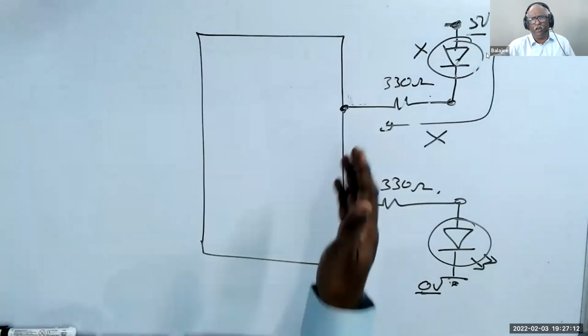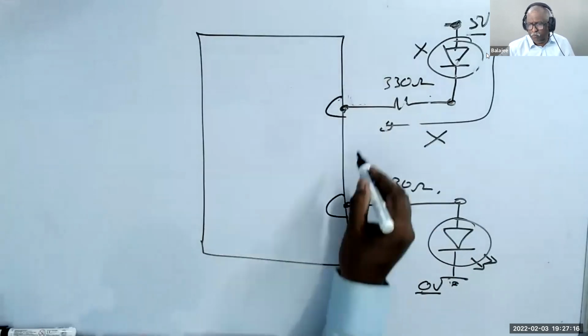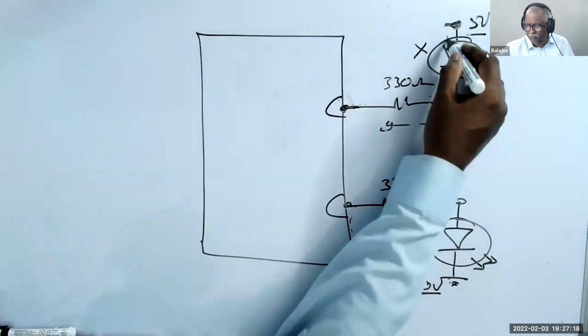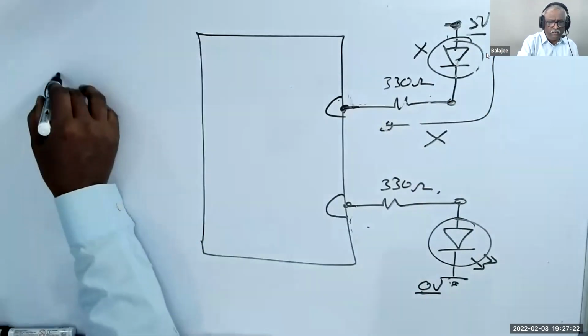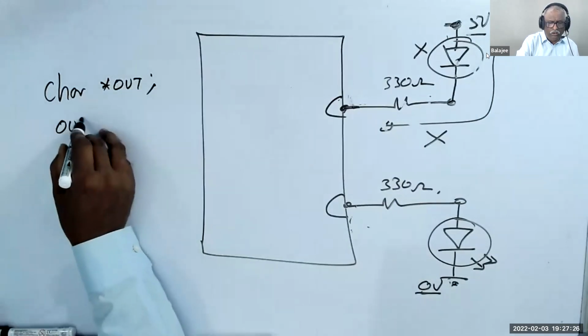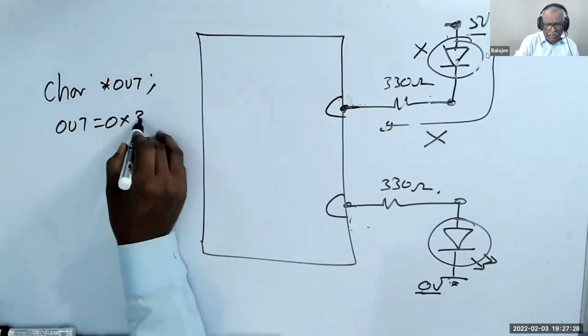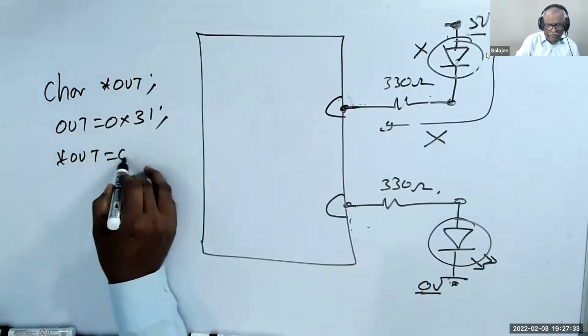No, this is not input or anything. Don't worry, this pin and this pin are independent. This is not input. Here the current is coming in. This is actually output. If you write a program, CHAR star out is equal to 0x31, star out is equal to 0x00.